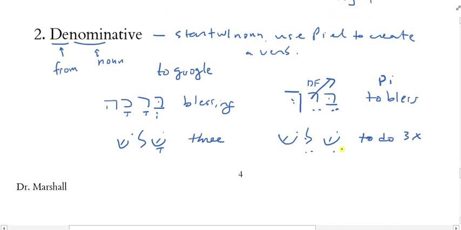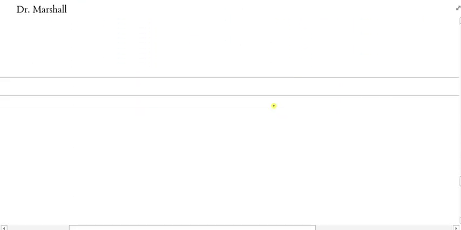So here, when we have a denominative use of the Piel, we're not really thinking of any kind of pre-existing Qal verb with meaning that the Piel is somehow manipulating. We're actually starting with a noun and then just using the Piel formation to create that verb. All right, let's look at the third one.